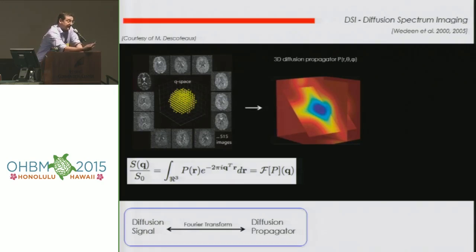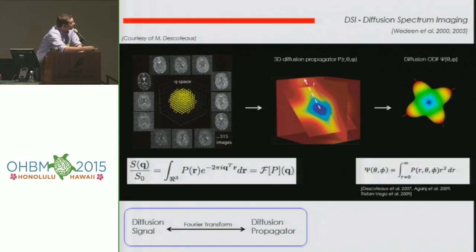Now, if we want to obtain the ODF and then do tractography out of it, what we need to do is simply a radial integral in every direction, calculating the total probability of displacement in every direction. And we get this kind of shape, the orientation diffusion function, this distribution function. This method is very interesting because it's completely model independent. It's essentially a transformation of the signal, so we don't have to impose any hypothesis.